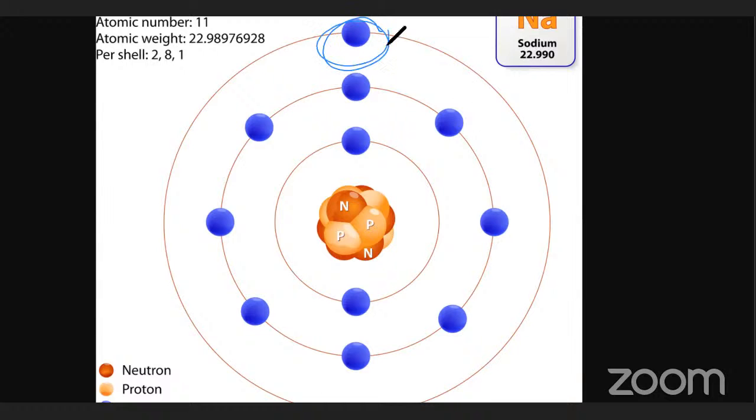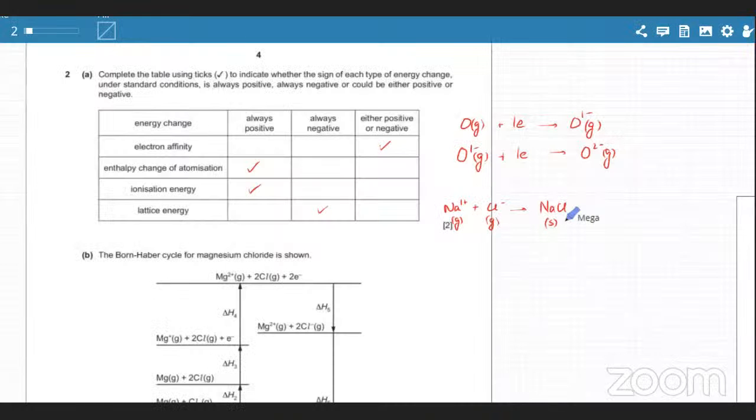So you see this electron over here, you try to remove it. That would require energy because the nucleus will be attracting this electron very strongly. So it would be very hard to remove electrons. A lot of energy would be required because this nucleus over here is trying to pull that electron. So it's going to be endothermic. Is this clear? So it's always going to be endothermic.